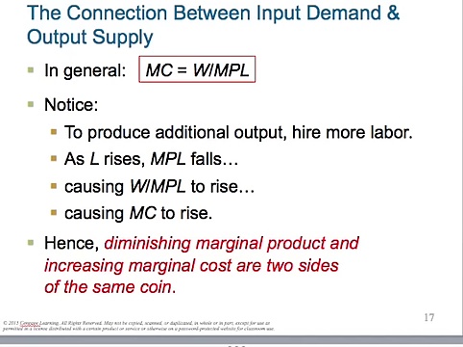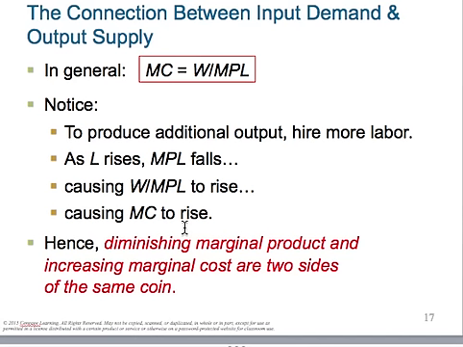Now, as labor rises, you remember you have a diminishing marginal product of labor. So marginal product of labor falls, which causes the marginal cost ratio of wage over marginal product of labor to rise, because wage stays the same, but marginal product is going down. So that's rising, causing marginal cost to rise. So we have a diminishing marginal product, which means that your marginal costs are creeping up.